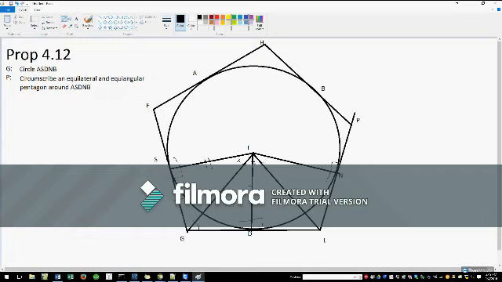Similarly, we can prove that the angle DTL is equal to the angle LTN, and the angle DLT to the angle TLN.